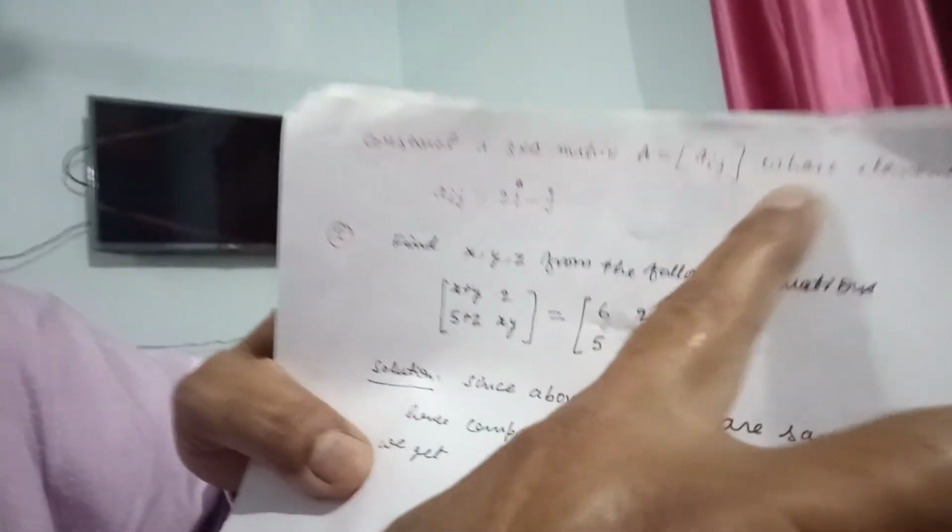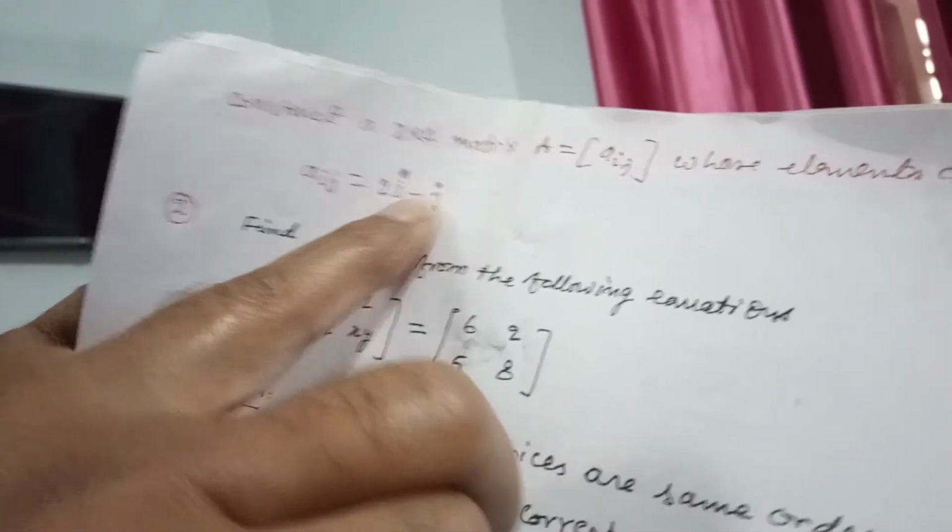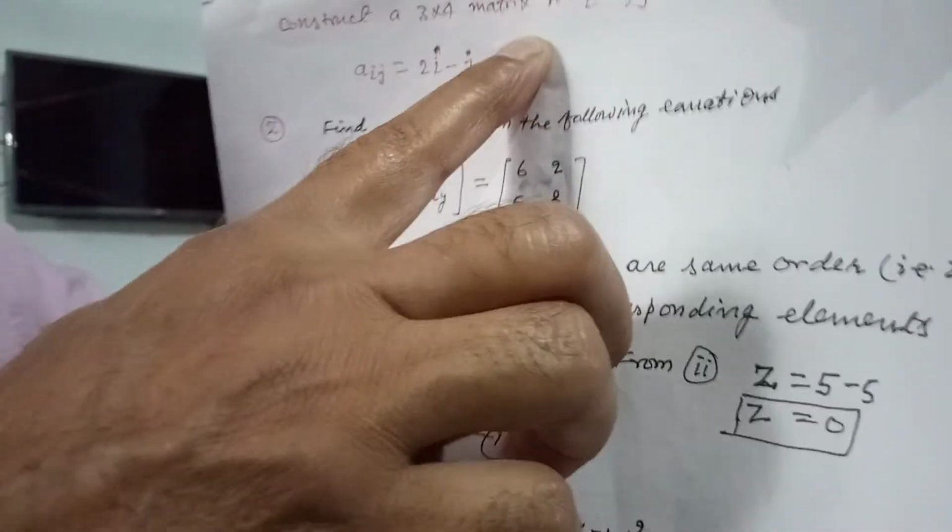Okay, now I give you one question to construct the matrix. Just note down: construct a matrix of 3 cross 4 order, where A is equal to Aij, and their elements Aij are given as 2i minus j. So I hope you will try to form this matrix.